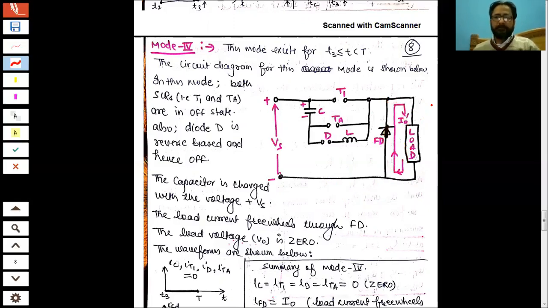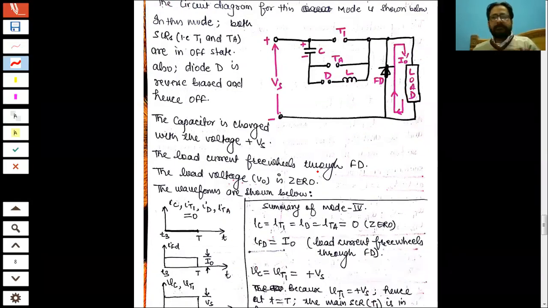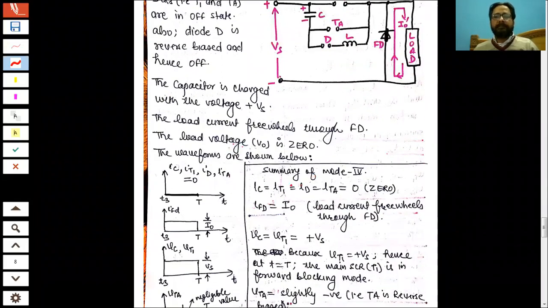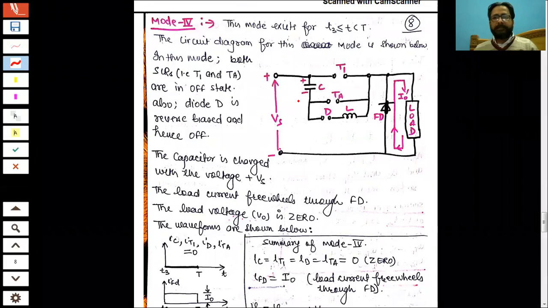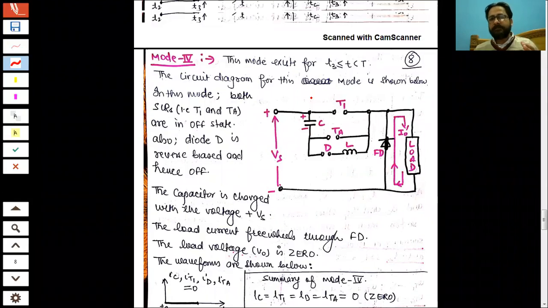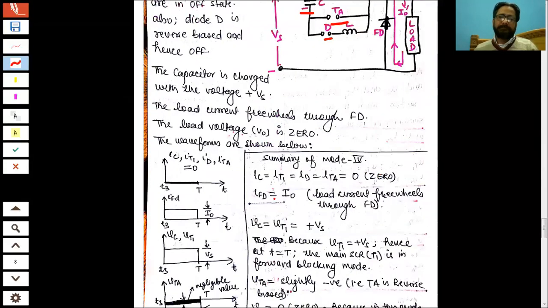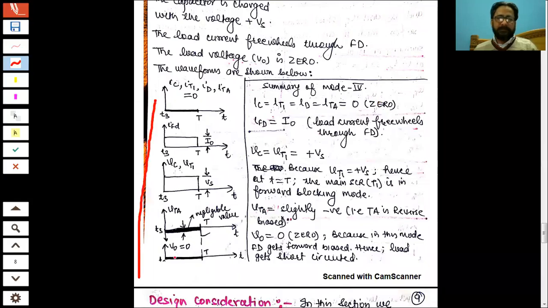So mode 4 is also known as freewheeling mode. In this mode, at the start of the mode, at t equal to t3, the capacitor is charged with the voltage Vs. The main SCR is off, the auxiliary SCR will be turned off, and D is open. At the start of this mode, the freewheeling diode will come into action. So all the relevant waveforms are shown here.